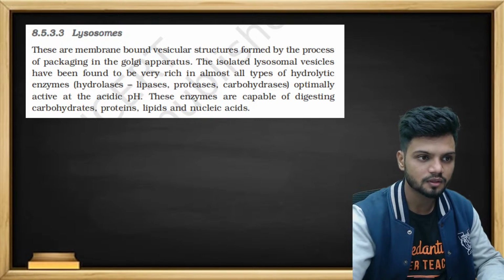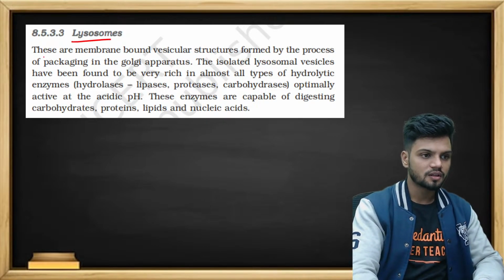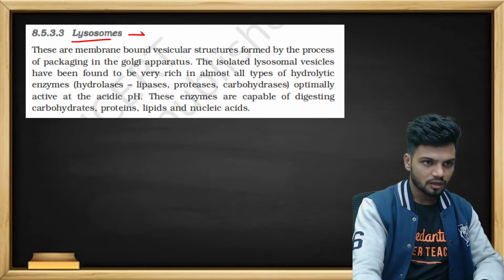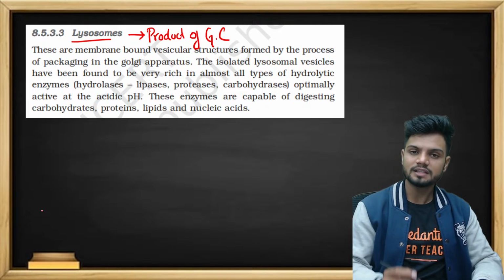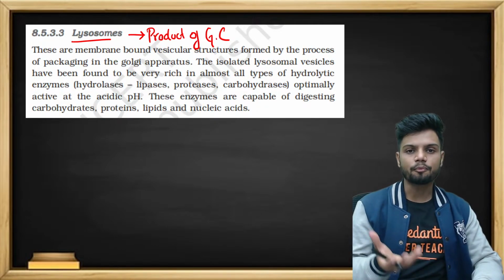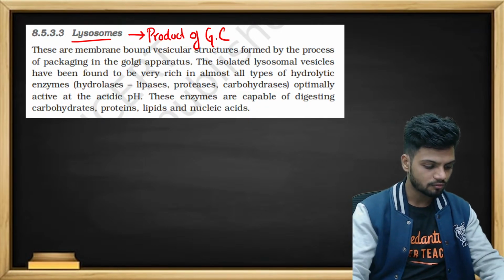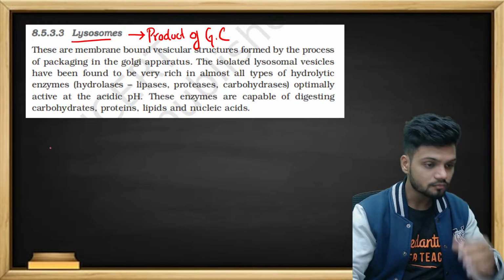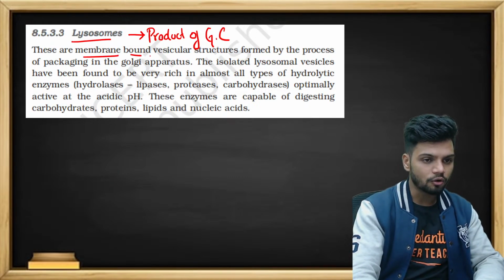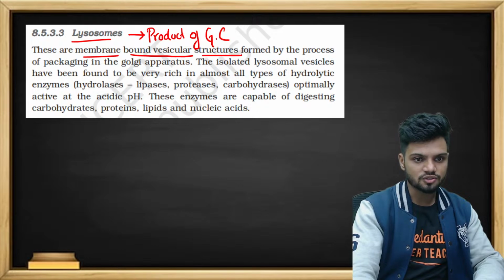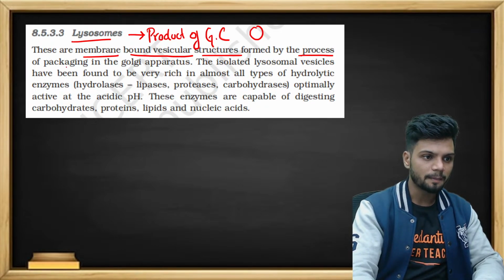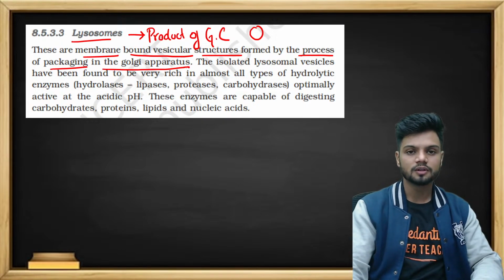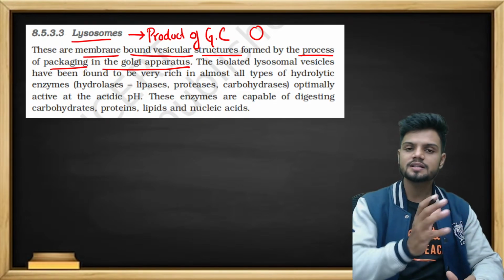Golgi body. Now, lysosomes. First of all, let me tell you, lysosomes are a product of the Golgi complex. Basically, packaging material. Lysosome is one of the products of your Golgi complex. These are membrane-bound vesicular structures, so they are in the form of vesicles, formed by the process of packaging in the Golgi apparatus. I told you, the Golgi apparatus is packaging.